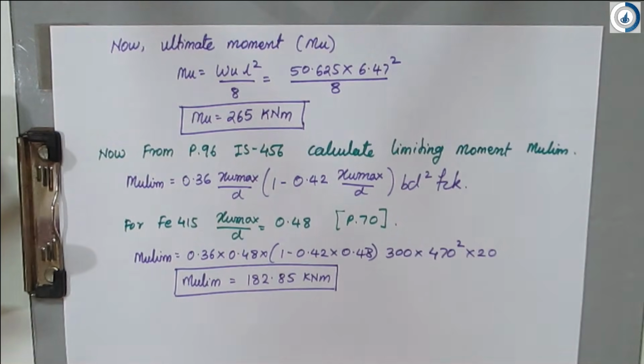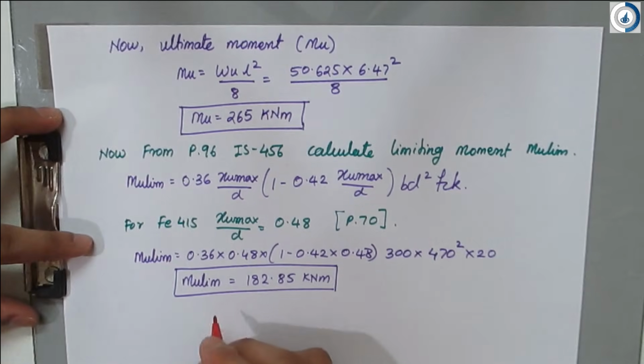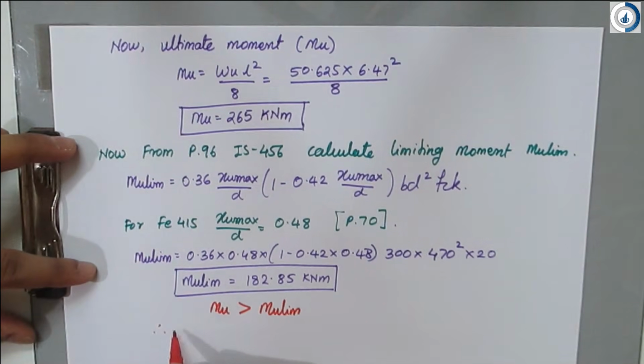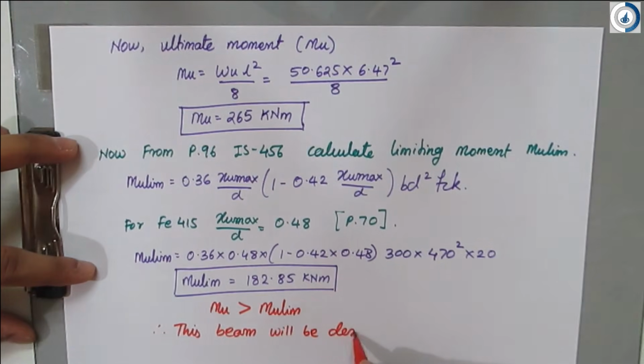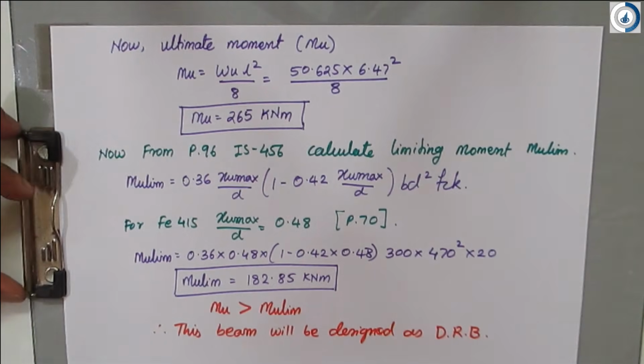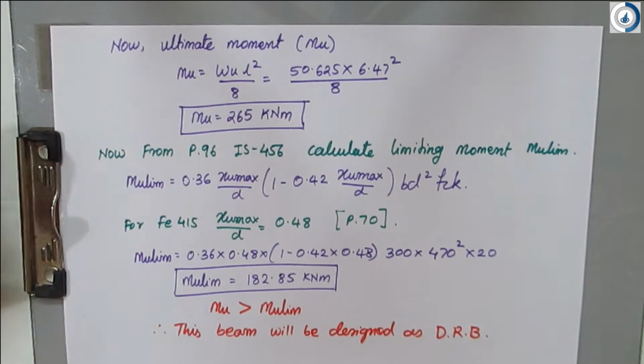So I will write down here one sentence. Mu is greater than Mu limit, therefore this beam will be designed as a doubly reinforced beam. So this is the way you have to find out whether this beam is singly reinforced or doubly reinforced.